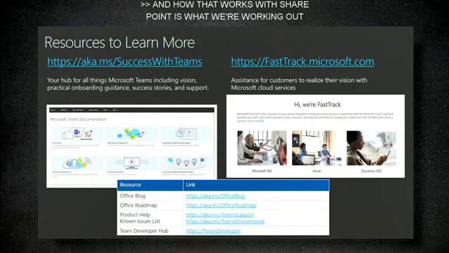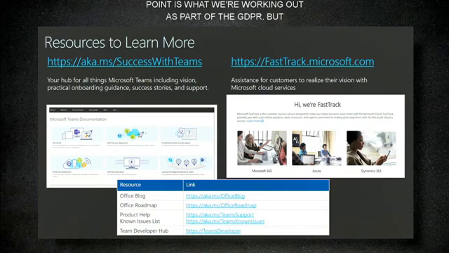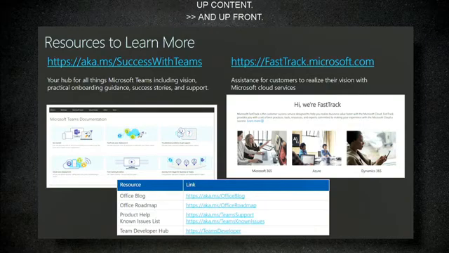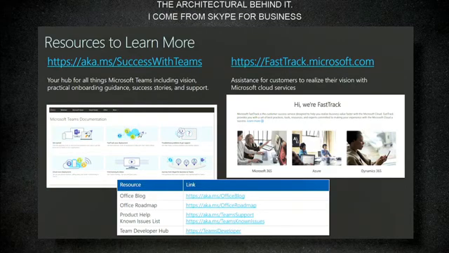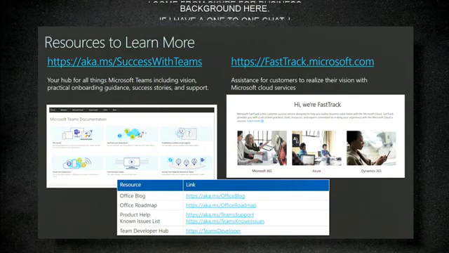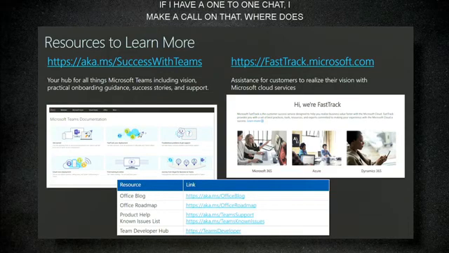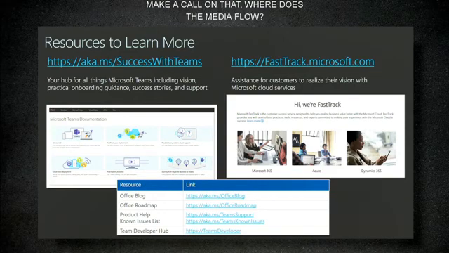I've got a question about how calling works in Teams and the architecture behind that. Keeping in mind that I'm coming from a Skype for Business background, if I have a one-to-one call, like a one-to-one chat, where does the media flow? Is it peer-to-peer or is it via the core? It's peer-to-peer. If it's one-on-one, it's peer-to-peer.